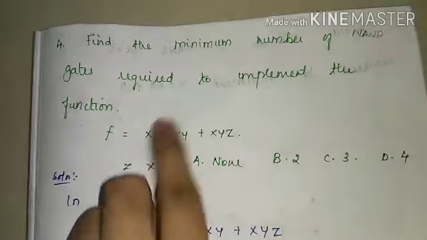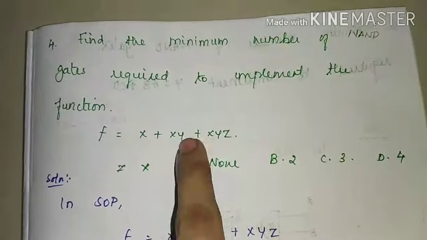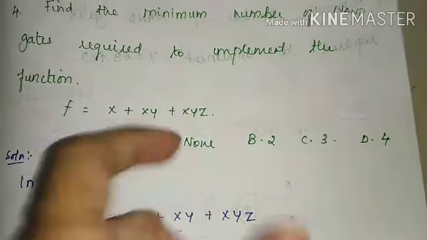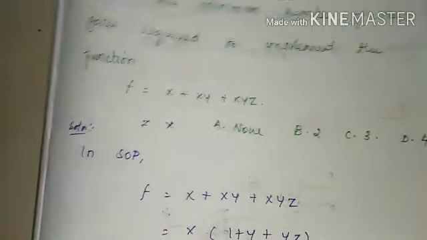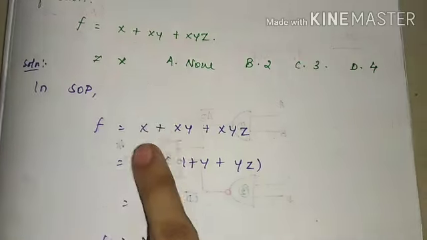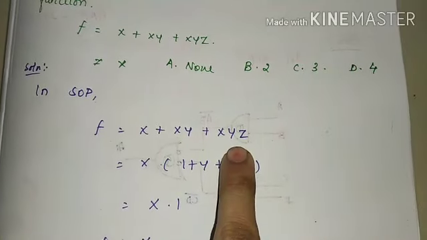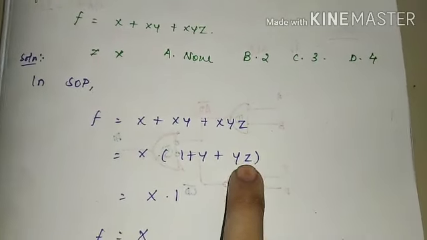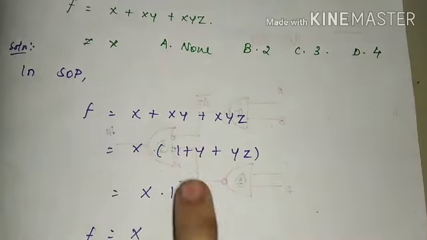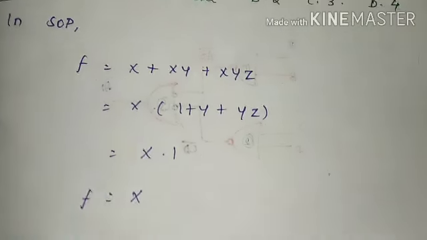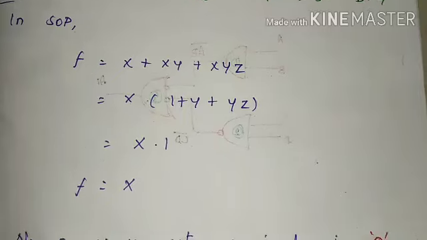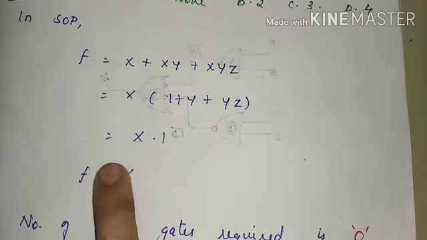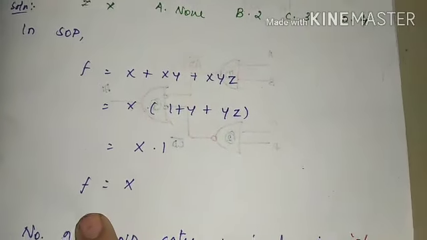Now see, if they are giving the function like this, first we have to minimize the function to the max, then only we can implement our logic gates. First we will simplify this function x plus xy plus xyz. Taking x common outside, 1 plus y plus yz. So 1 plus any variable will give us the value of 1. So x dot 1, so f is equal to x.